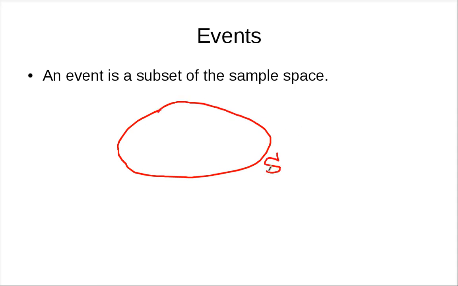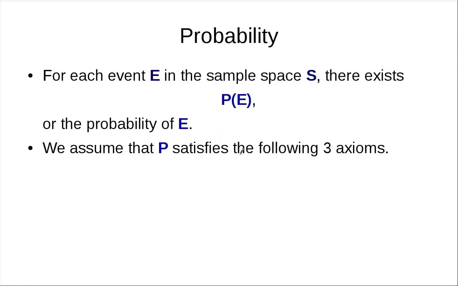From a sample space we have an event. Suppose we have the set S of all possible outcomes. An event is just a subset of the sample space, and we want to talk about the probability of an event. So we have this notation: for each event E in the sample space S, there exists a probability of E, and we denote this by P of E.